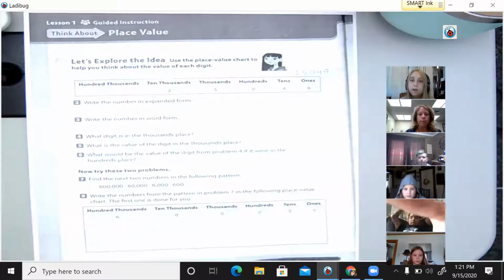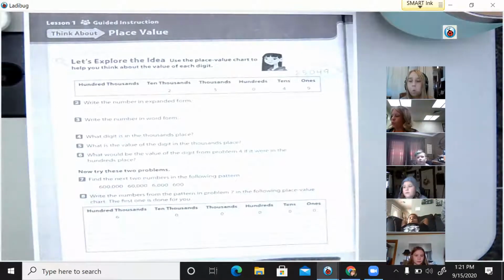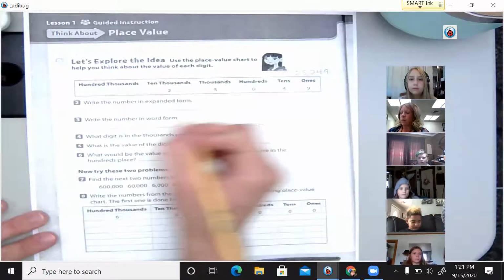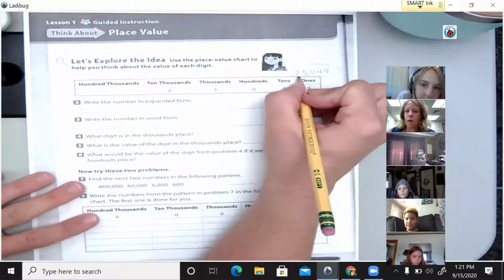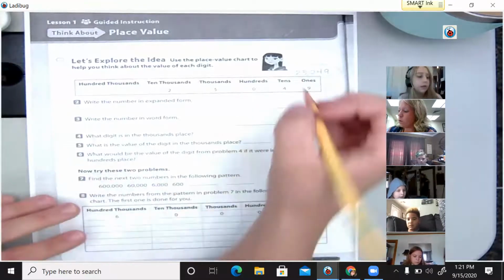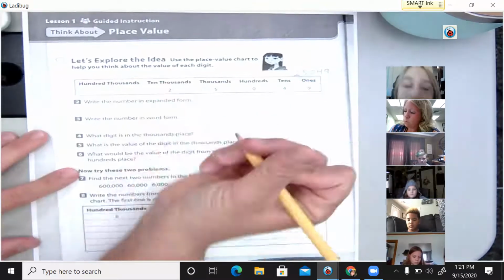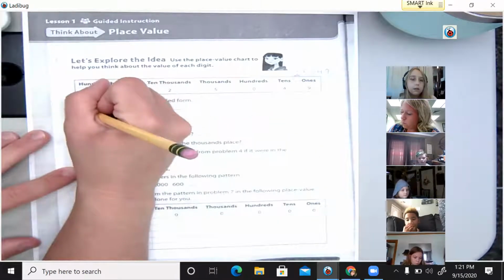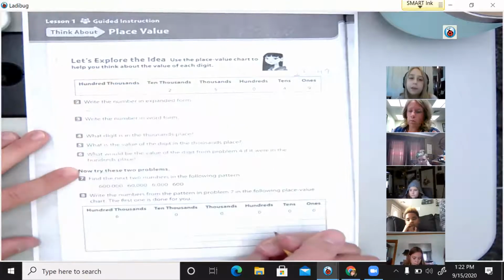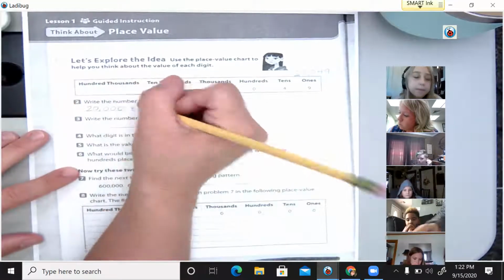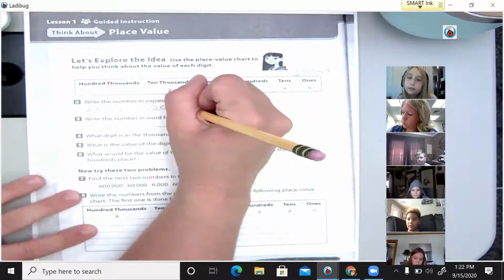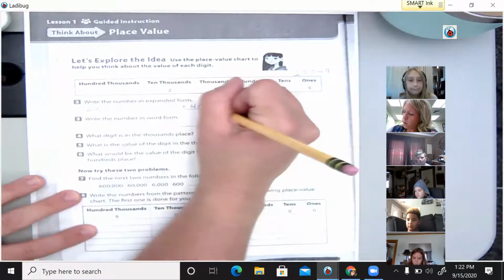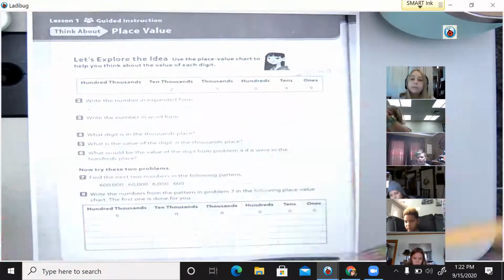25,049. Okay, so number 2, we're going to write the number in expanded form. Sophia, you want to try this one for us? We're going to take this number and we're going to break it apart by each place value. So what would this 25,049 be? How would I write that in expanded form? Let's start with the 2. 20,000 plus 5,000 plus 40 plus 9.